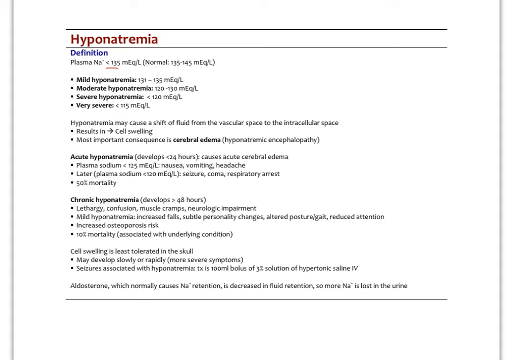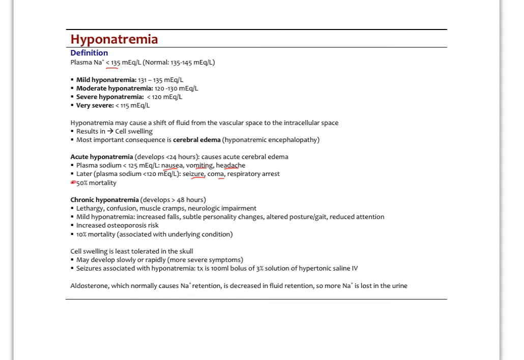Acute hyponatremia develops very quickly, in under 24 hours, and this is the one we're most concerned about. That can cause very acute cerebral edema. The plasma sodium drops well below 125, and we start to see nausea, vomiting, and headache. When it gets really below 120, we might start to see seizures, coma, and respiratory arrest. And there's a 50% mortality with this acute hyponatremia.